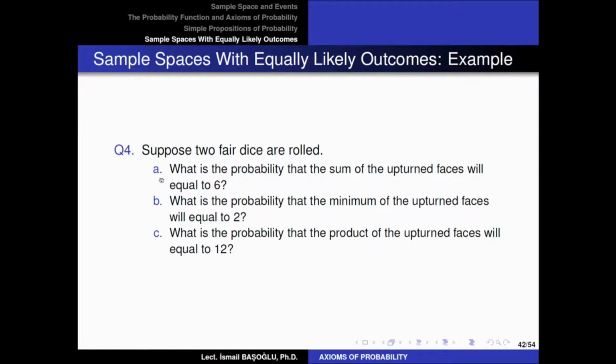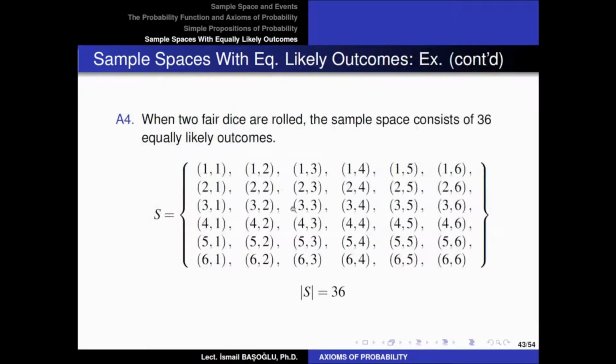So the question asks first, what is the probability that the sum of the upturned faces will equal 6? Now, if we answer that question first, in order to answer that, first we need to write down the whole sample space as a list, and you see we have 36 possible outcomes here as the outcome of two fair dice.